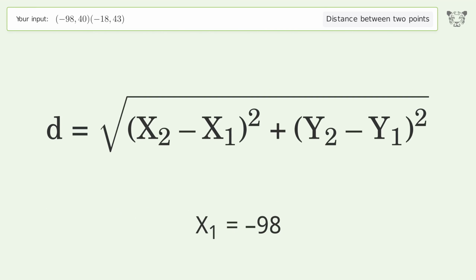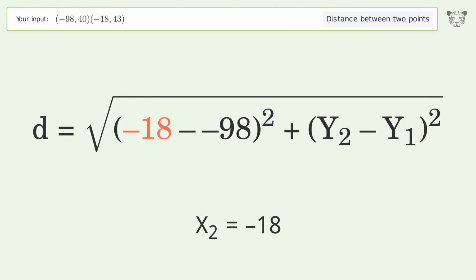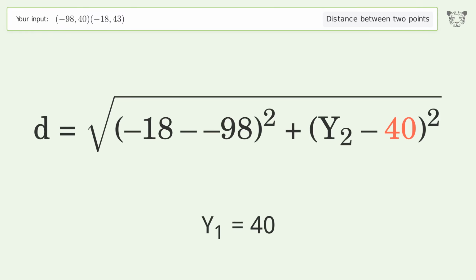x1 equals -98. x2 equals -18. y1 equals 40. y2 equals 43.